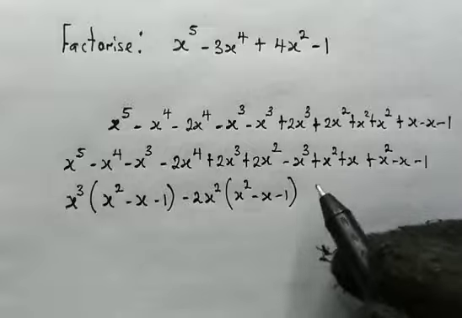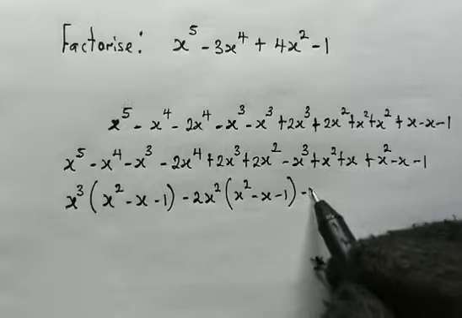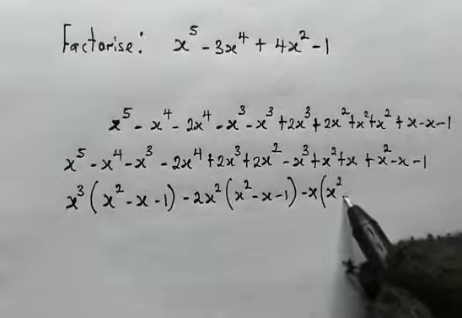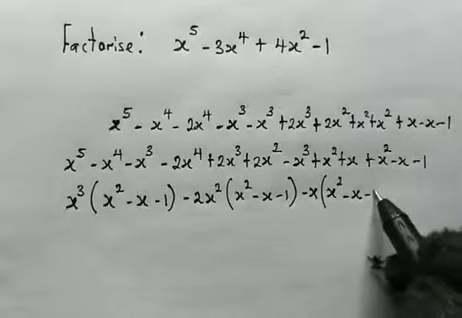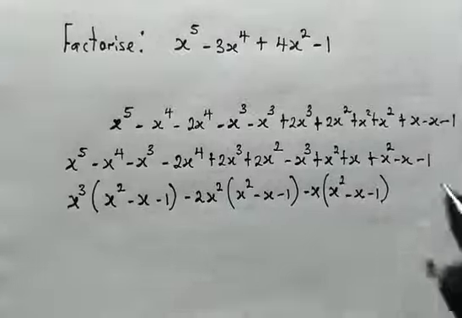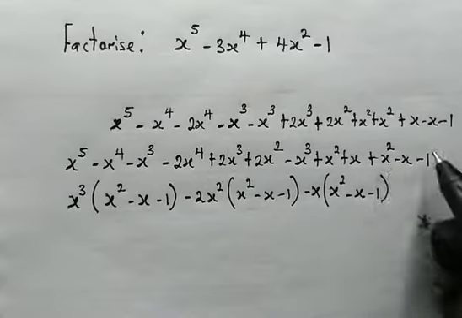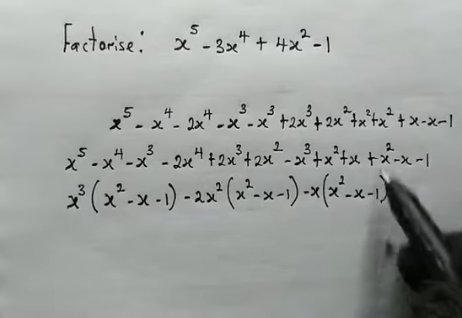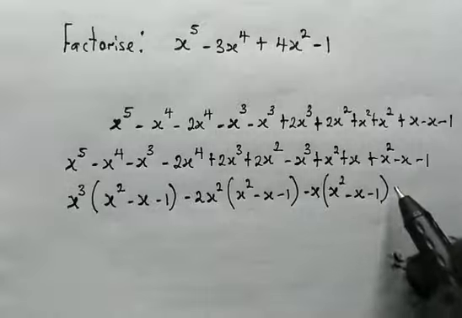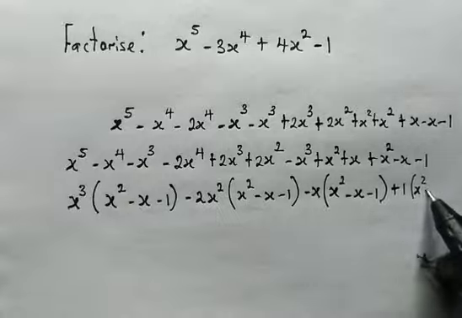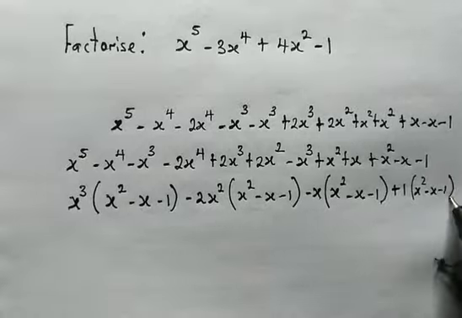And again from here we need to factor out negative x, and from here we have x squared, here we have negative x, from here we have negative 1. So look at these expressions in the bracket. The last 3 terms here are exactly the same as these expressions. So what do you think we should factor out from here? So I think that would be 1, right? So we have plus 1, then x squared minus x minus 1.